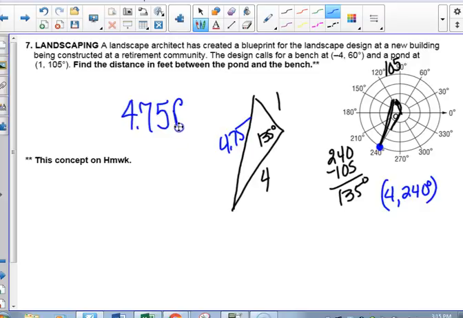Did someone else get 4.75? I don't remember that answer from earlier. Okay, 7.6. That's why I don't remember. Anyway, you got it. All right.